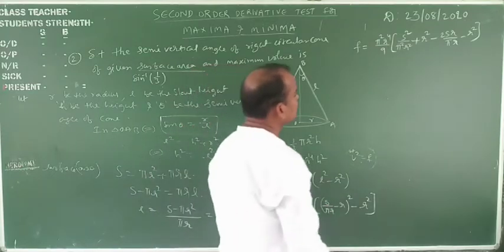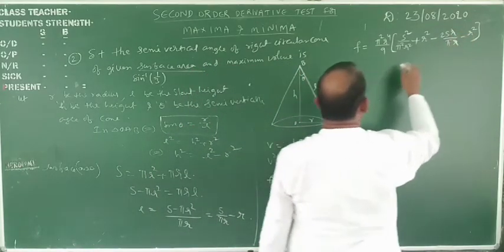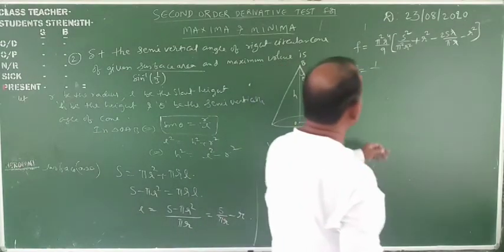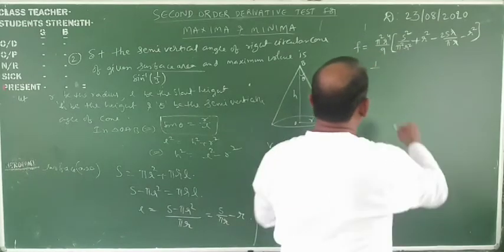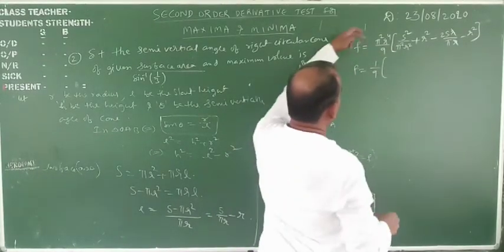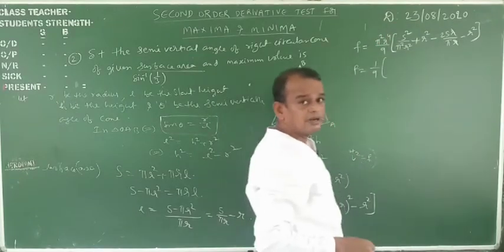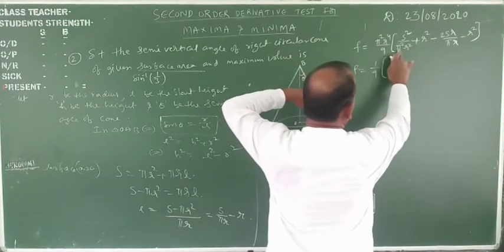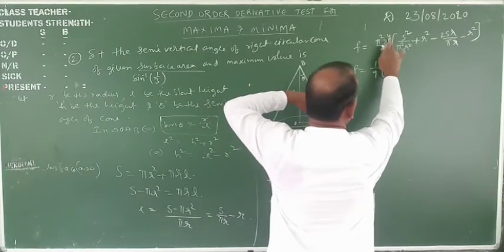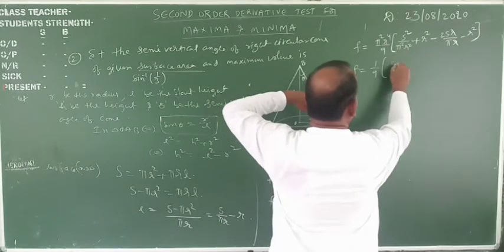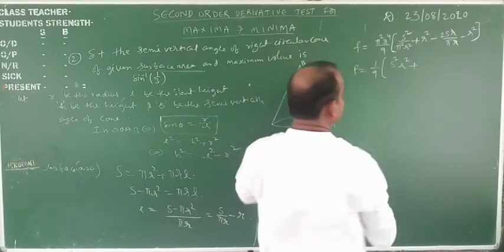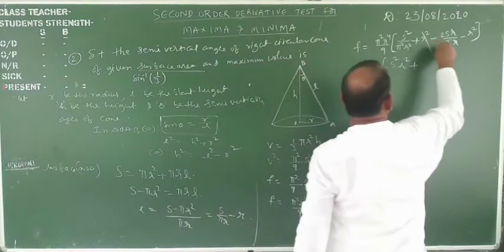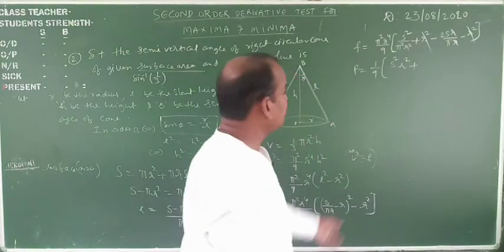Any calculation is going on? Yes, here R cancels. Now F is equal to 1 by 9, taking common seriously. Pi square by R square we multiply, and pi square by R power 4 multiplied inside. Pi square cancels, and R power 4 by R square means R square cancels. What is the meaning? S square by R square. Plus R square minus R square cancel. No need of that one.